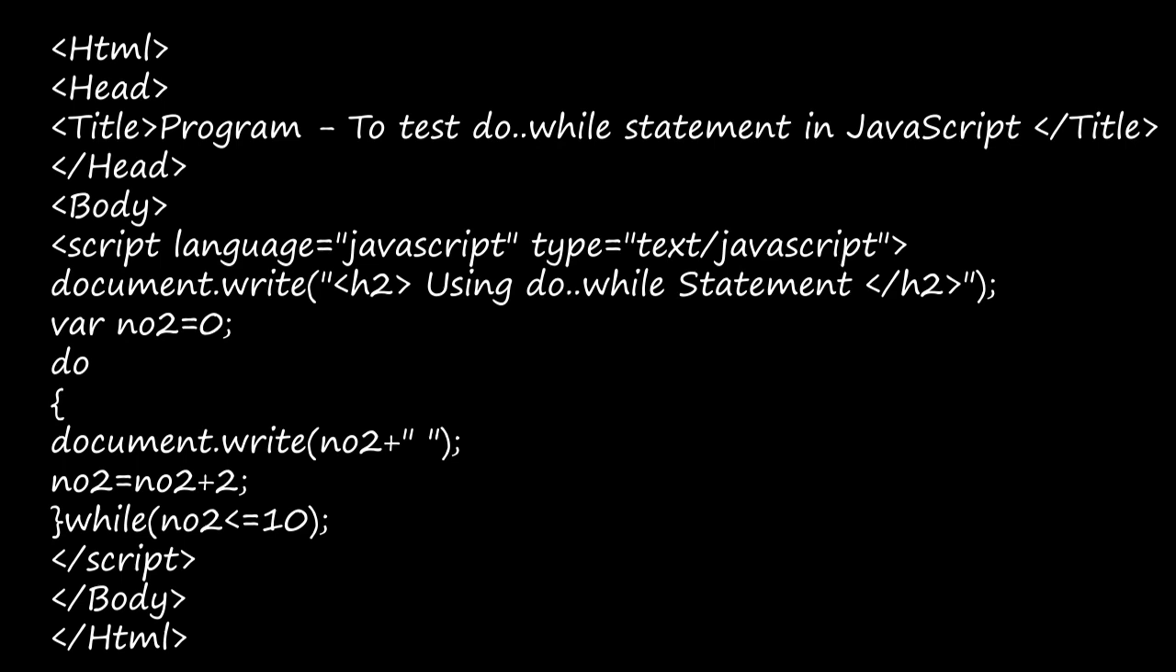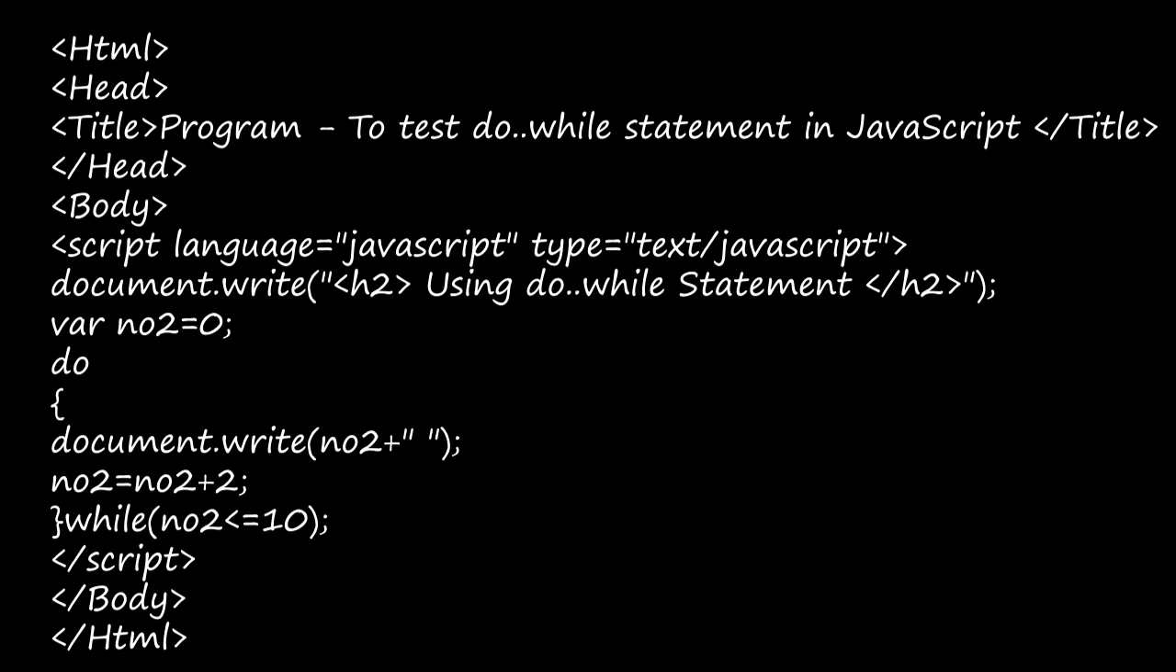The next line is document.write. Whatever you give inside document.write will be displayed in the output, right? Document.write, inside brackets and double quotes, we have using do while statement. Since you have used the h2 tag, this will be displayed somewhat bigger than the normal text. At last you have to give a semicolon. If you miss the semicolon, the program won't be executed, right?